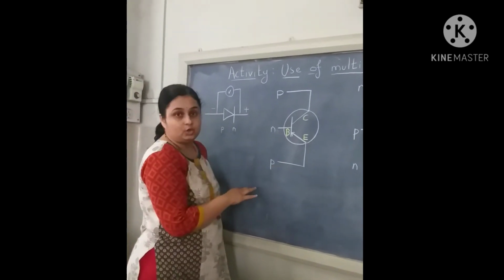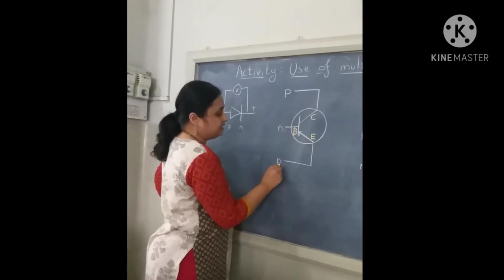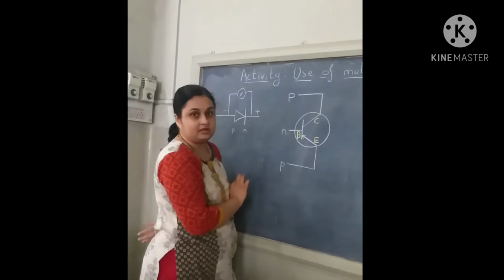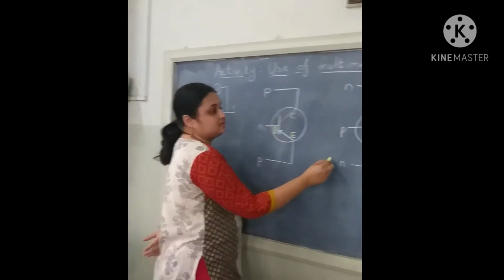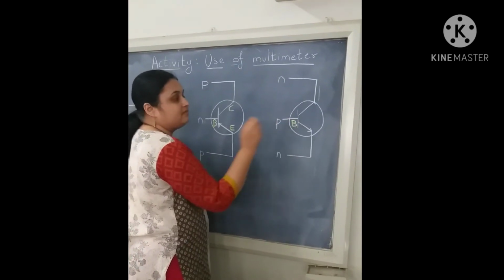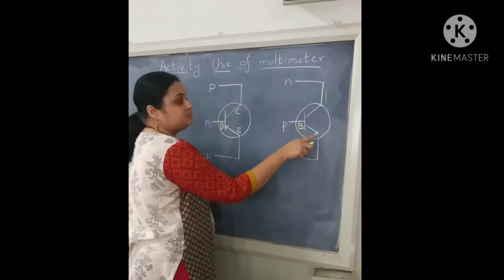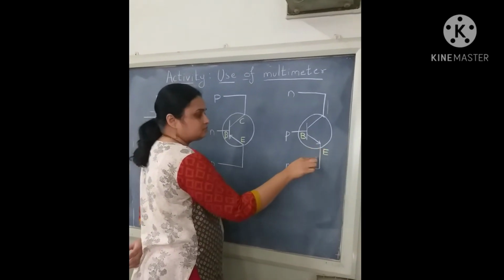Here what we need to know is, if the arrow is pointing inward, it means that it is a PNP transistor. Okay? And this is, see, the arrow is outward. This common part is always the base. The arrow is pointing outward, showing that this is the emitter.